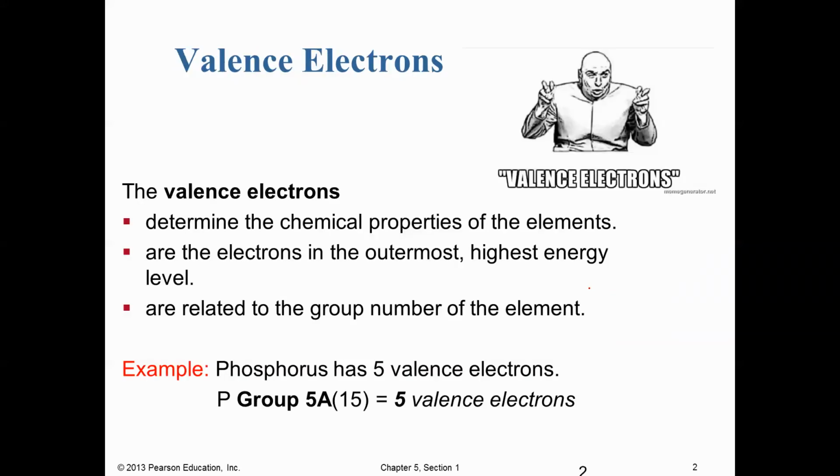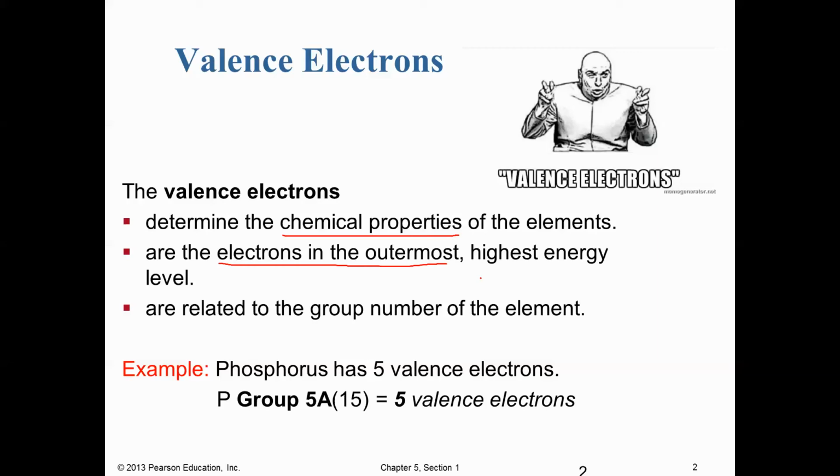The valence electrons are incredibly important because they determine the chemical properties of the elements. And so all the chemical reactions, all the behaviors we're going to see in this chemistry class are going to be the result of changes and interactions with these valence electrons. And so these are electrons that are outermost or in the highest energy level of the atom.